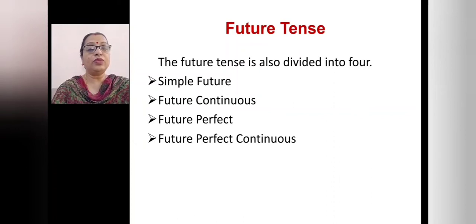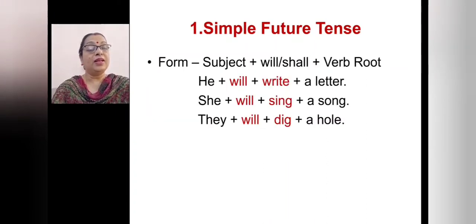After past tense, let us move on to future tense. The future tense is also divided into 4: simple future, future continuous, future perfect, and future perfect continuous. Now, simple future tense, let's see the form. Subject plus will or shall plus verb root. See the sentences. He will write a letter. She will sing a song. They will dig a hole. So what do we find? Subject, then will or shall, and then the verb root. Okay? And then the rest part of the sentences.